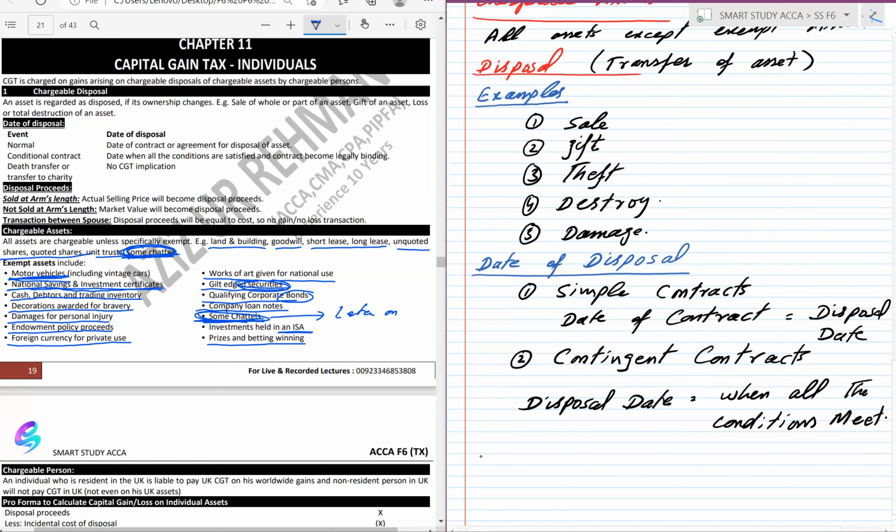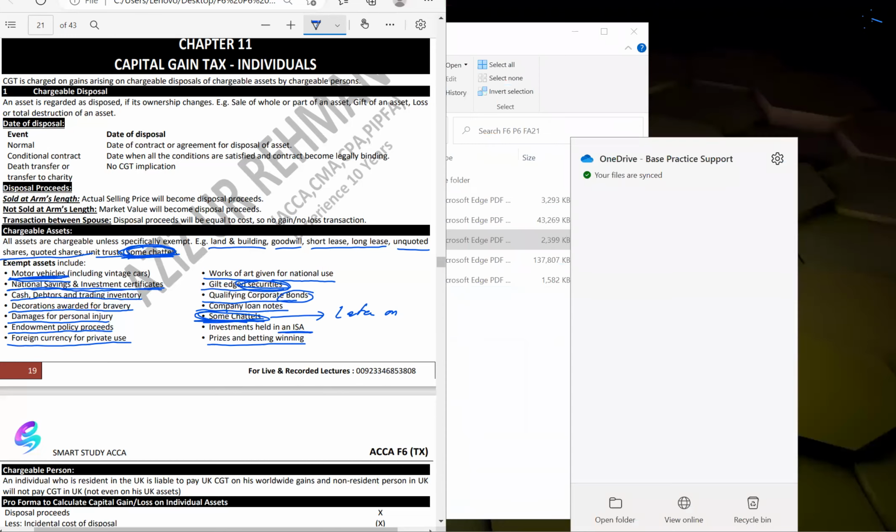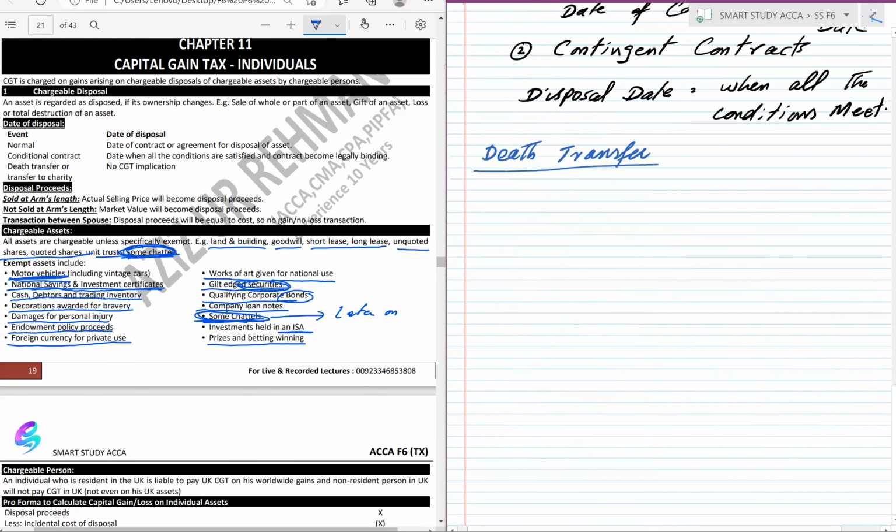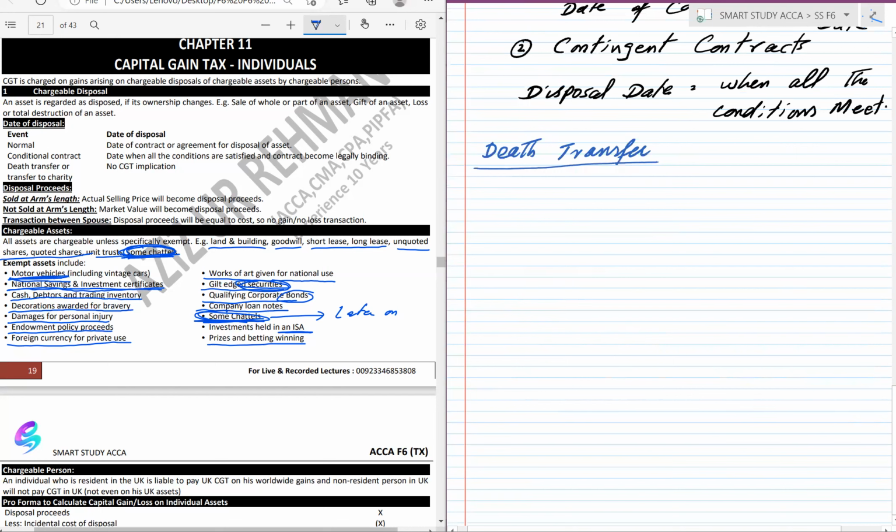Third term is death transfers. It means an asset transferred after the death date of an individual. Normally you are already familiar with the concept of inheritance or transfer through will. So if an individual died, obviously the property of that individual will be transferred after his death date as per his will.